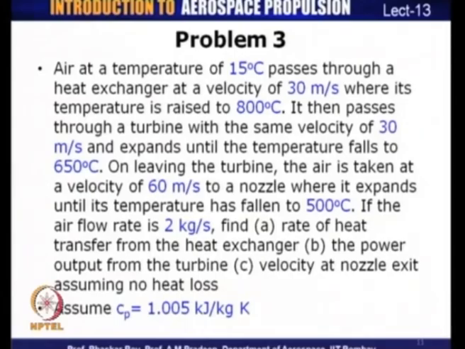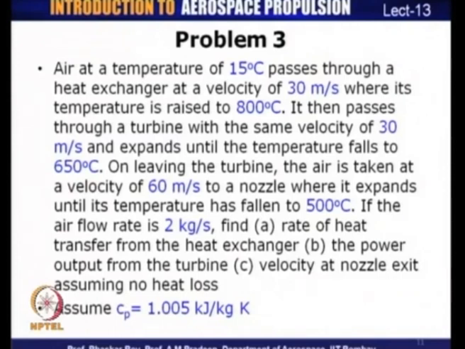On leaving the turbine, the air is taken at a velocity of 60 meters per second to a nozzle, where it expands until its temperature has fallen to 500 degrees Celsius. If the air flow rate is 2 kilograms per second, find part A, the rate of heat transfer from the heat exchanger, part B, the power output from the turbine, and part C, the velocity at the nozzle exit, assuming no heat loss or heat transfer.